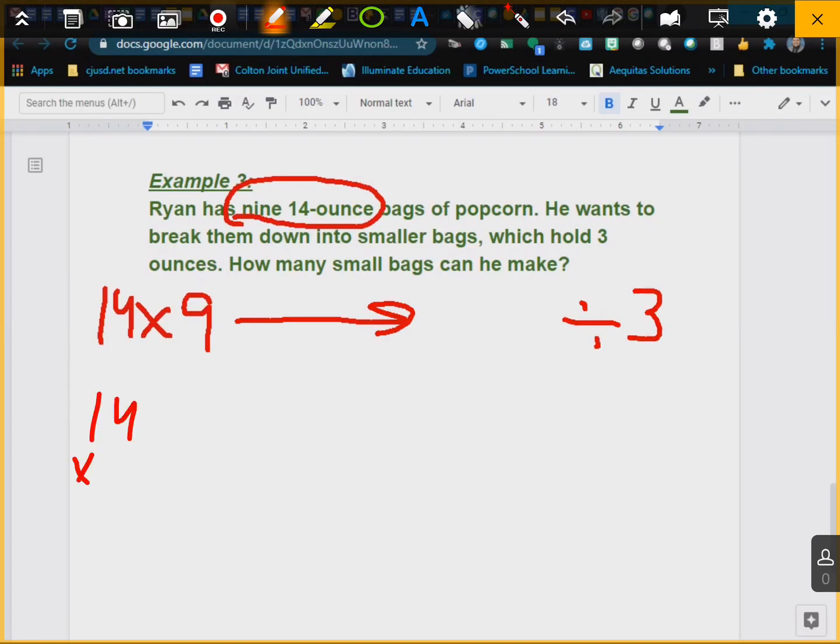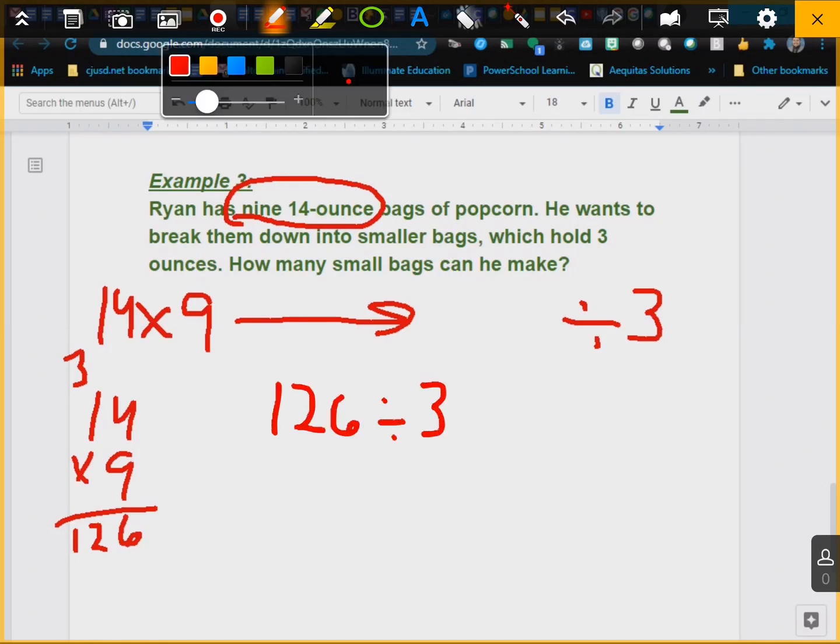14 times 9. 9 times 4 is 36. 9 times 1 is 9 plus 3 is 12. Okay? So you have 126 divided by 3. Now, I know my 3's, and 3 times 12 is the biggest one I know, and that's 36. So I can't go higher than that, just with my mental math.